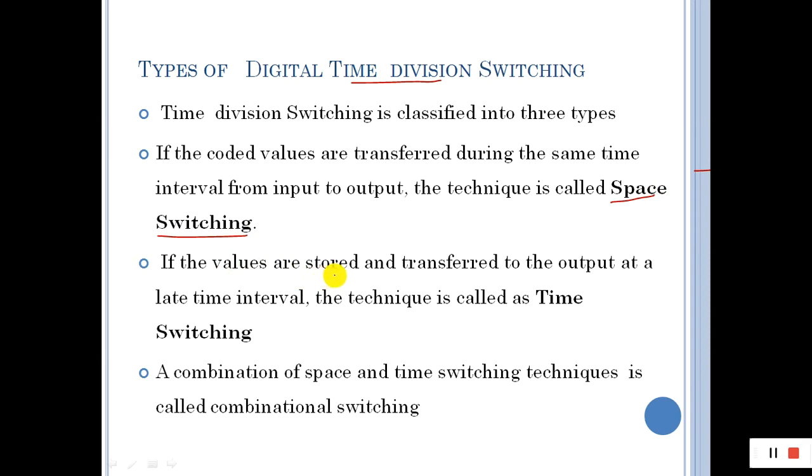If the values are stored and transferred to the output at a later time interval, the switching is called time switching. So first they are stored, and as slots become available, they are transferred. A combination of space switching and time switching technique is also possible, which is called combinational switching. Whatever the features and advantages of space switching and time switching, we combine both of those, and it forms a third type of switching, called combinational switching.